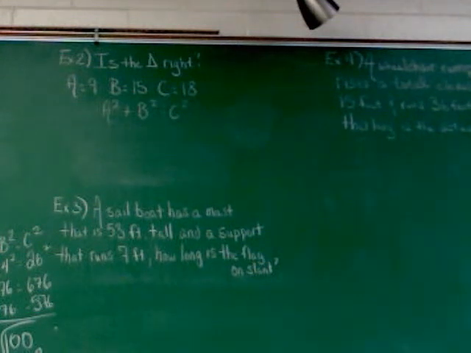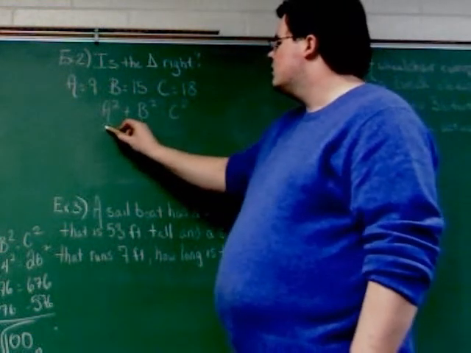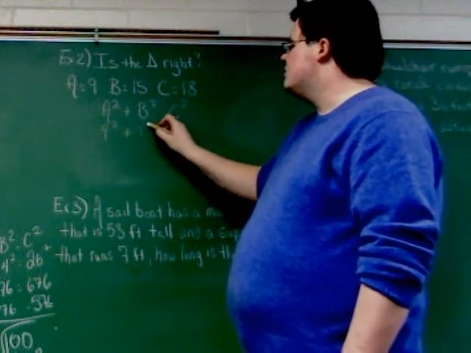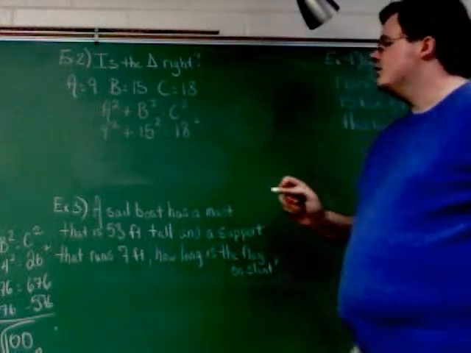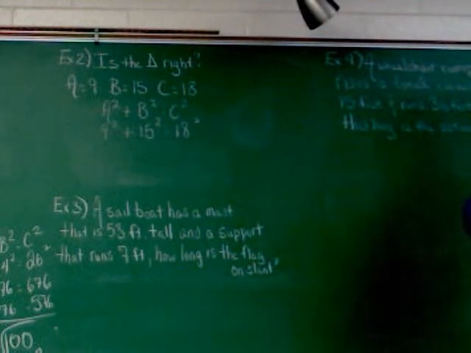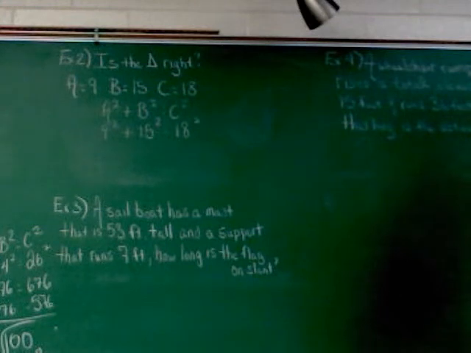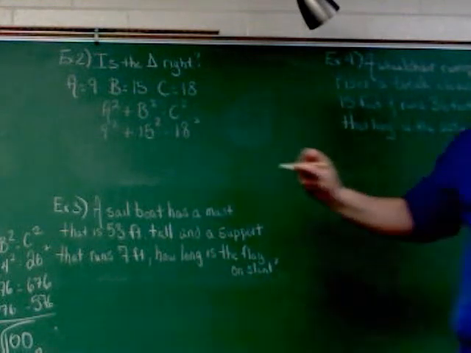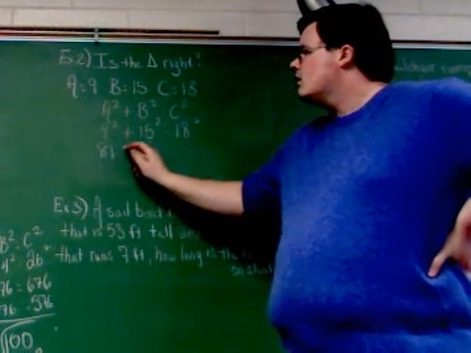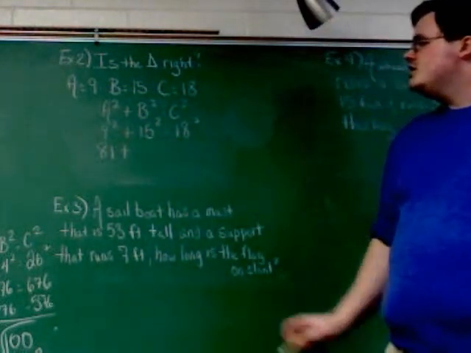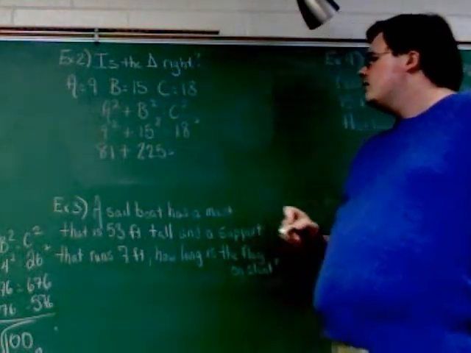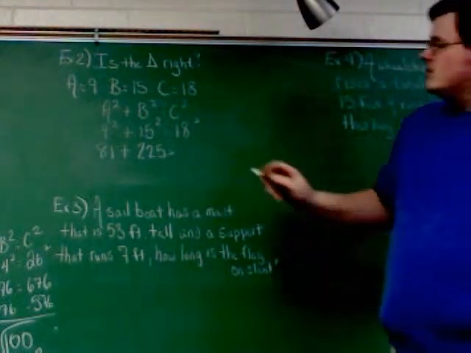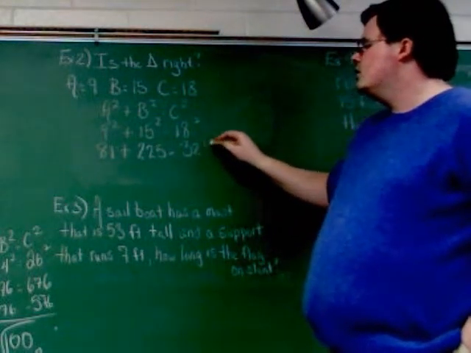Okay. So, take a look here. A equals 9. So I'm going to change a to 9. 9 squared. B gets changed into 15. 15 squared. C gets changed into 18. 18 squared. All right, now 9 squared makes 81. 15 squared makes 225. 18 squared makes 324.